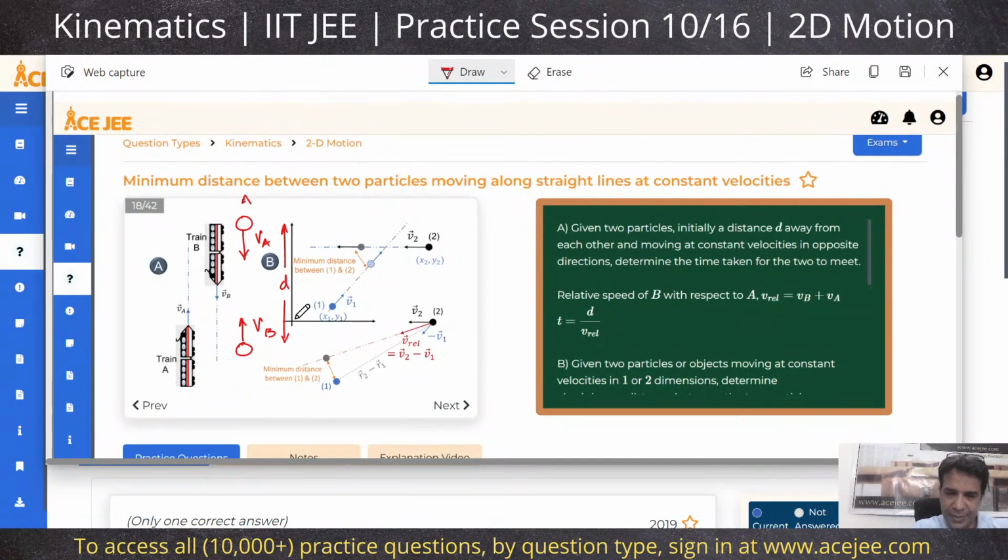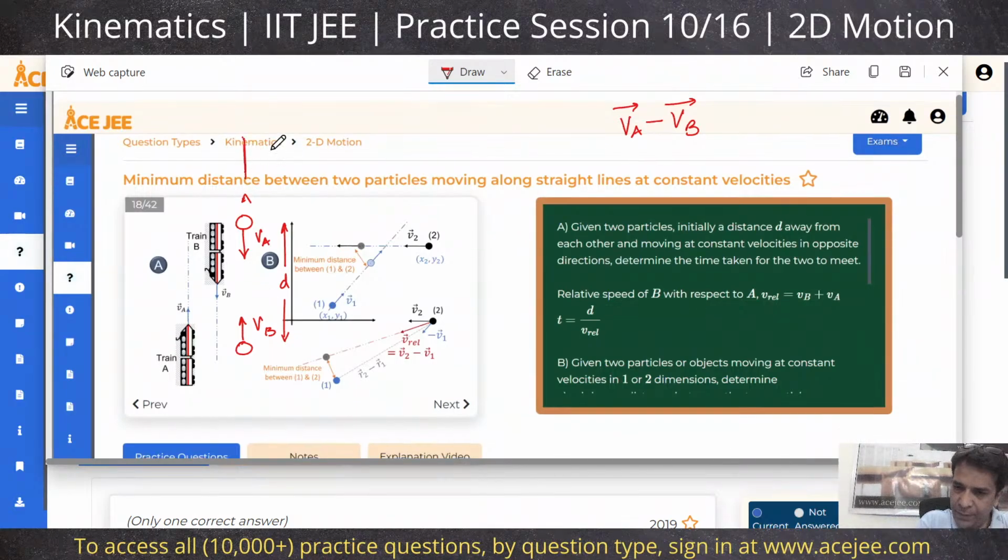Plus, right? So relative velocity is VA minus VB, but the VA vector is pointed towards the negative y direction if you assume that the positive y direction is pointed upwards. So in this case, it will be minus VA. And VB, of course, was the positive. So then it will simply be minus V, or VA plus VB. So the magnitude is VA plus VB.